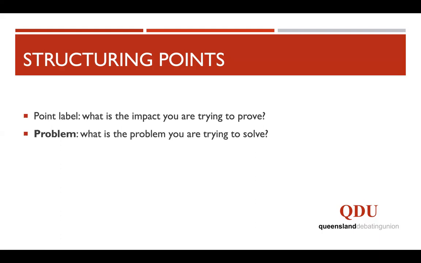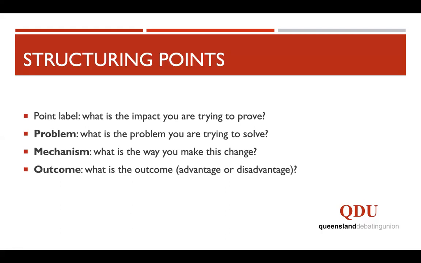Then, firstly, what is the problem? What is the specific problem within this topic that you are trying to solve? Note that this is likely going to be slightly different from the overall problem that we were talking about before. Then, the mechanism. What is the way that you are going to make this change? The outcome. What is the outcome, whether it be an advantage or a disadvantage?